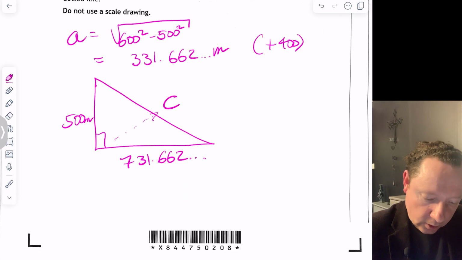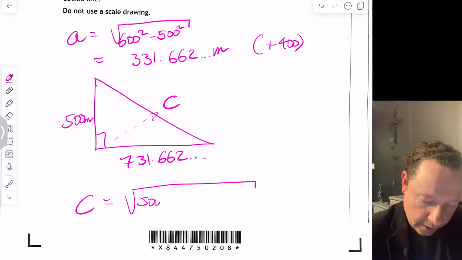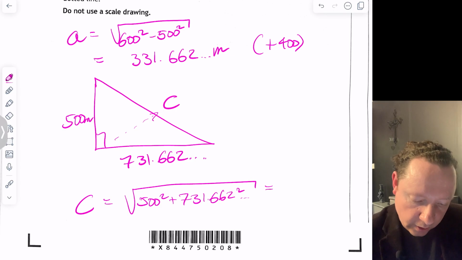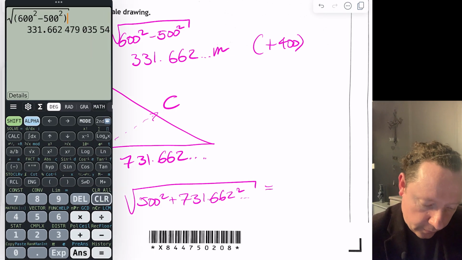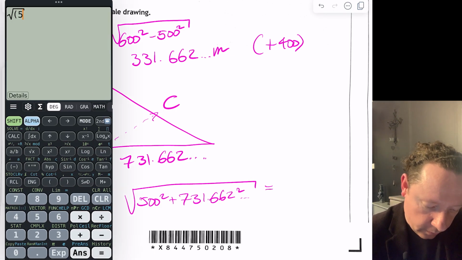So now we can just do C equals the square root of 500 squared plus 731.662 squared. Don't worry too much about your rounding. If you did round it, I'm sure you'll be fine. Square root 500 squared plus 731.662 squared.